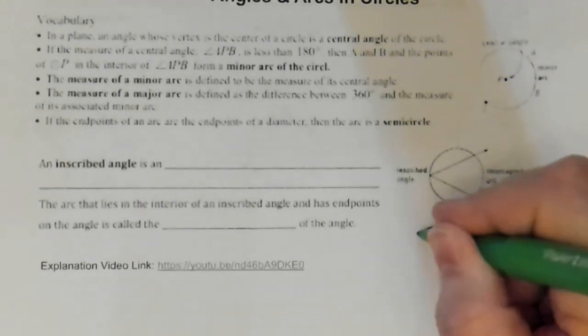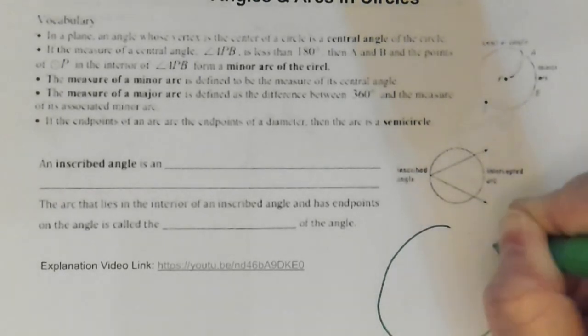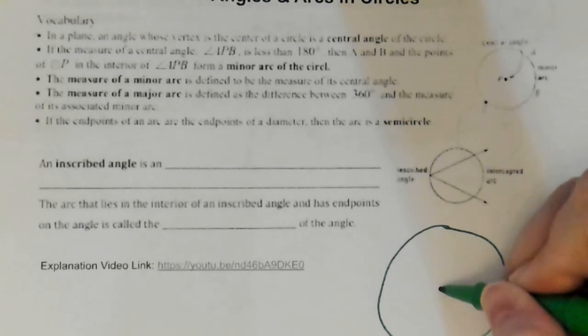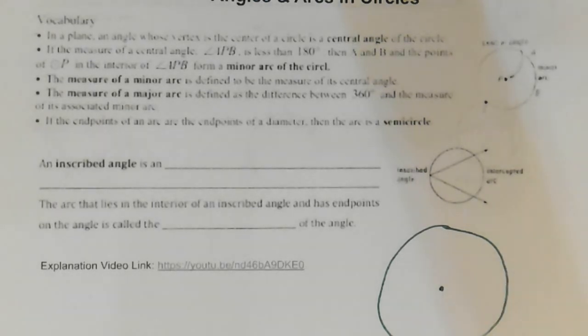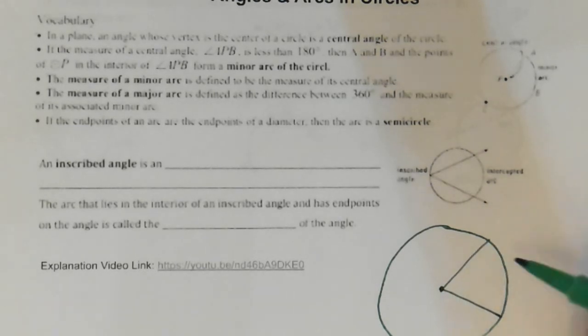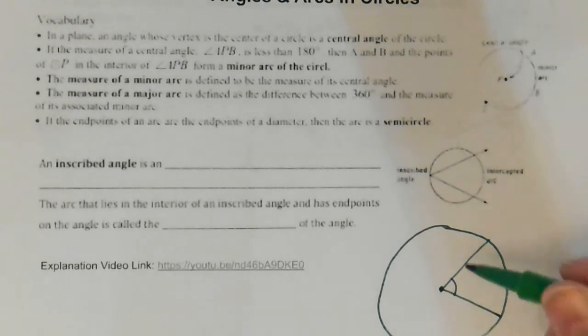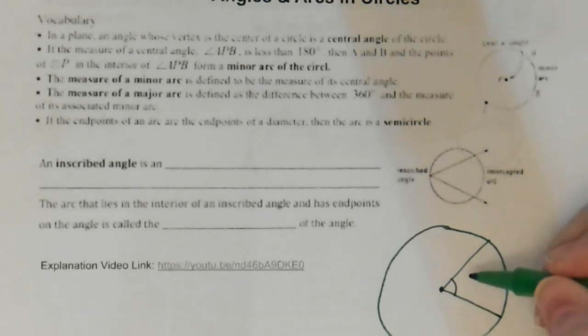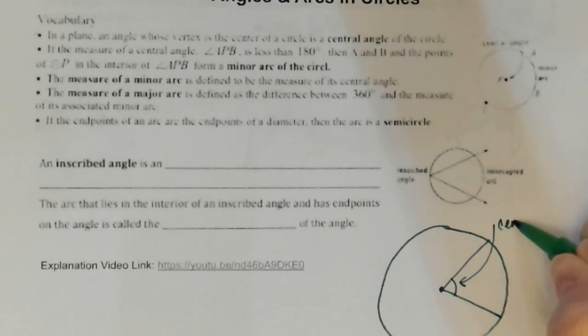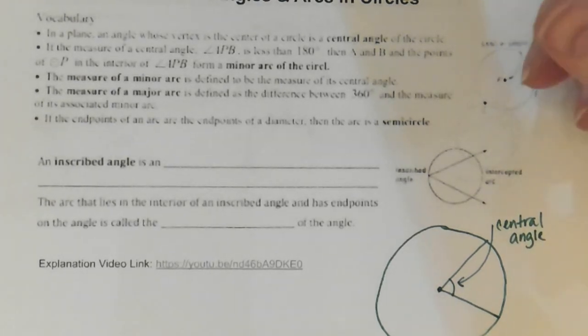Alright, so if you have a circle, and we're just starting with the vocabulary at the top, an angle that has the corner of it right here in the center, that's called a central angle. It's kind of easy to remember because the vertex is in the center, so it's called the central angle, this one here. That's what's in the picture. This is a central angle. And the way I remember it is that the vertex of the angle is in the center.